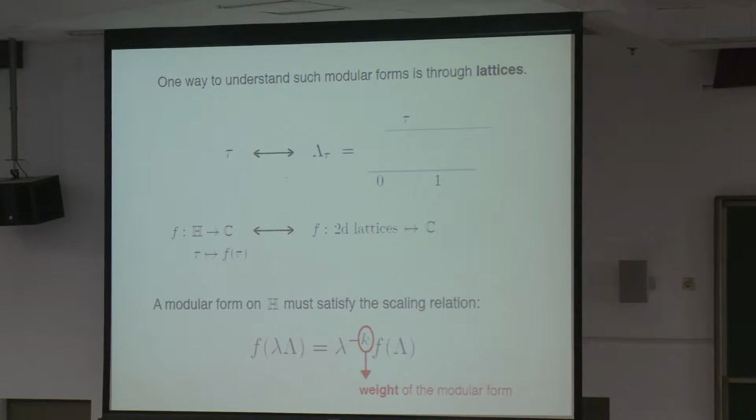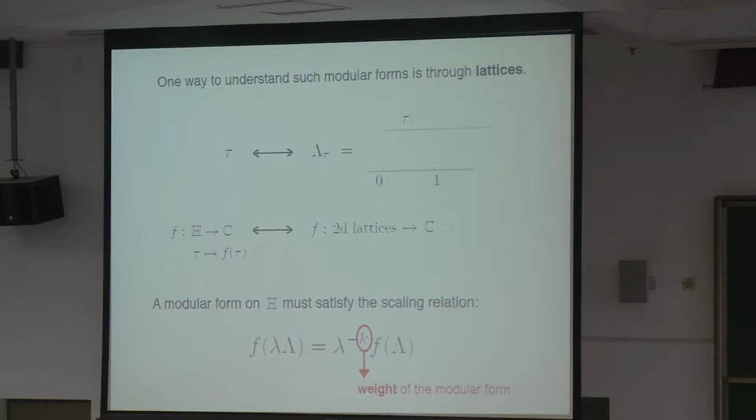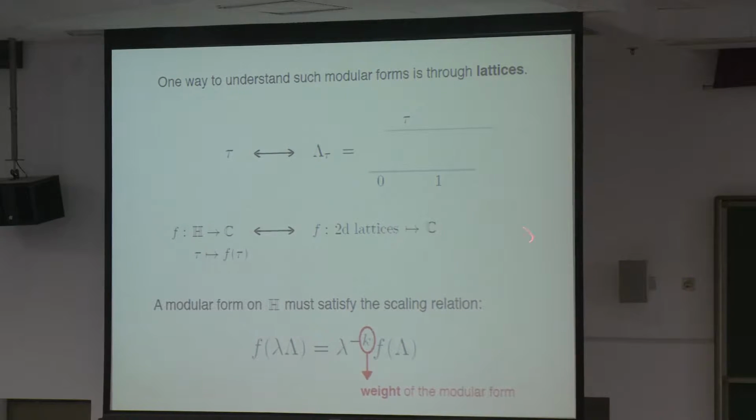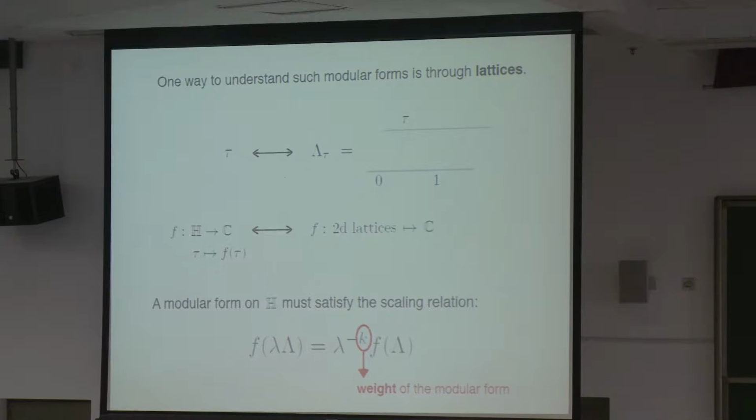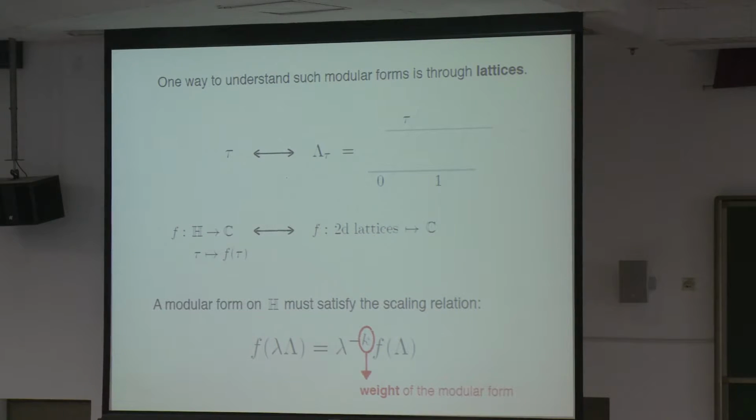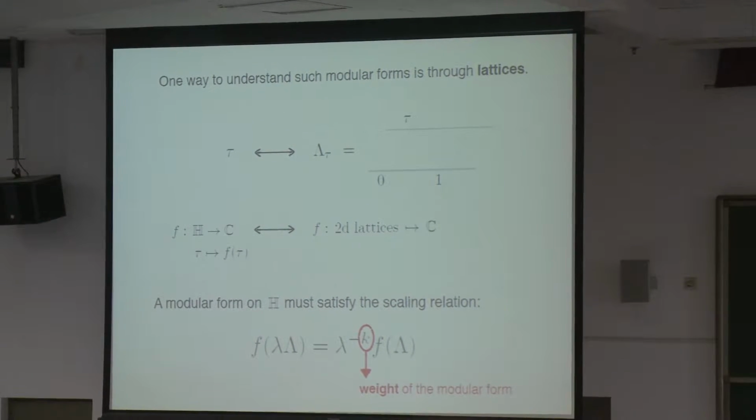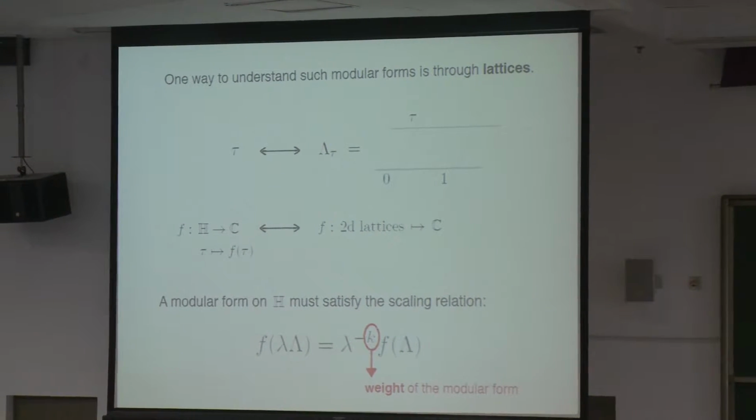Well, this function, if it has to be a modular form, has to satisfy the following scaling relation. Namely, if you rescale the size of the lattice by a number lambda, then the function should rescale in this way. And this number k is called the weight of the modular form.